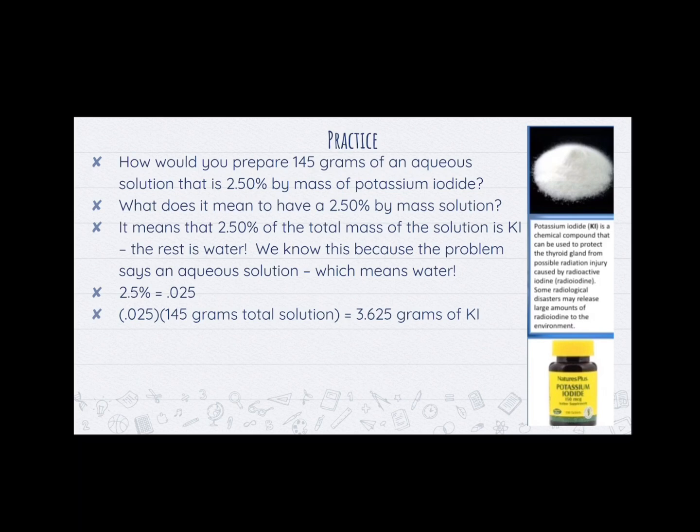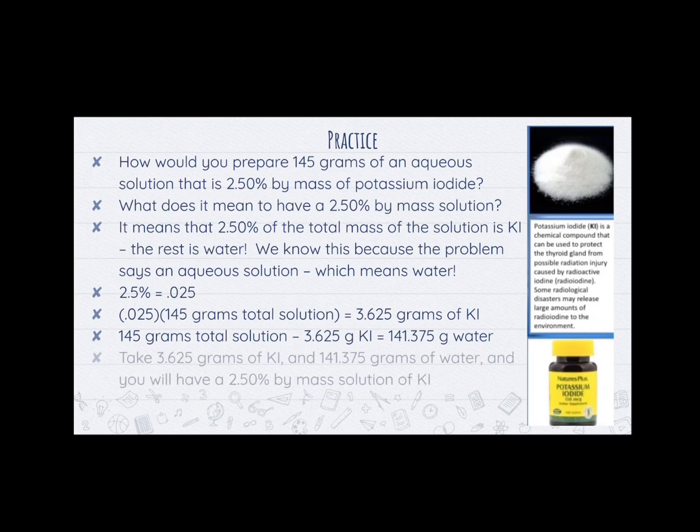Okay, again, I need to figure out how much water this has. So if I know the total is 145, and that's for water and potassium iodide, and I just found the mass of potassium iodide, if I subtract those two, I can get the mass of water, which is 141.375 grams of water. So if I mix those two together, 3.625 grams of potassium iodide and 141.375 grams of water, I would get the 2.5% solution that the question is asking about.